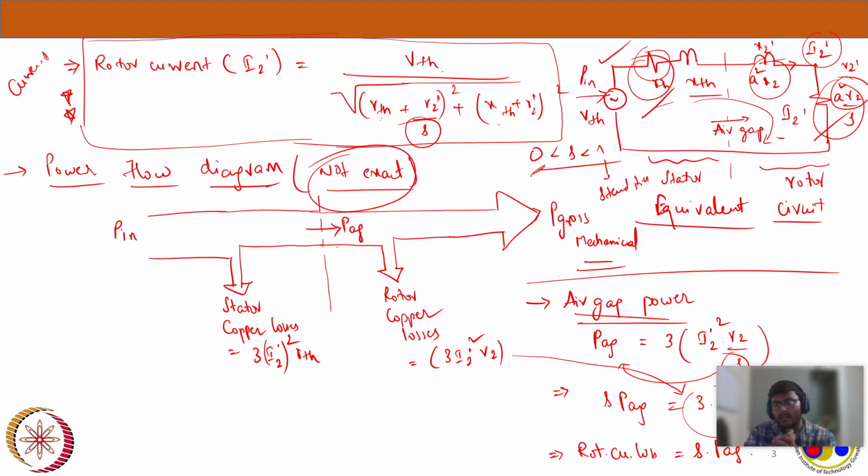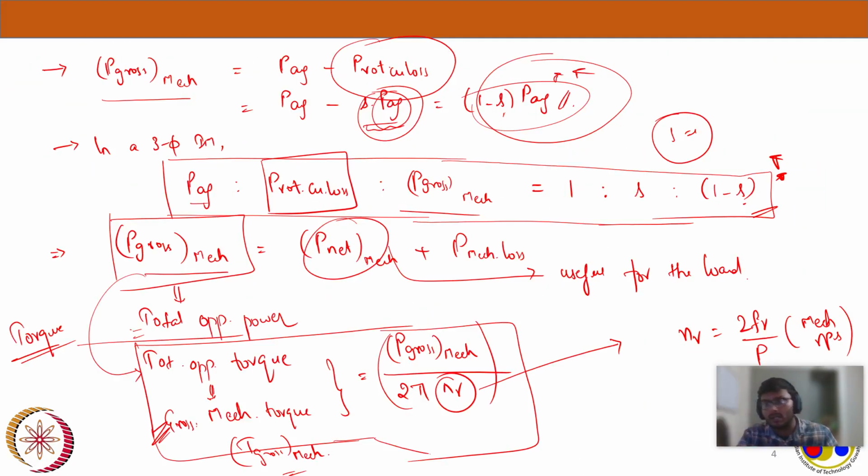Current is a straightforward one, current flowing in the series circuit, voltage divided by impedance. Then the power flow diagram we saw, the approximate power flow diagram where only copper loss is considered, and based on that we developed a very important relation for induction machines: air gap power is to rotor copper loss is to gross mechanical power in terms of slip. You have to keep this in mind for induction machines.